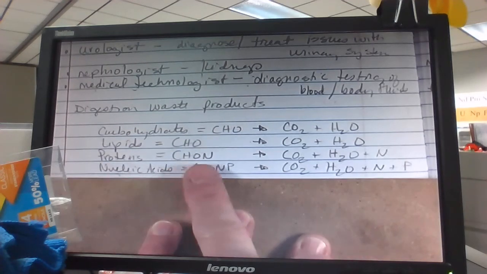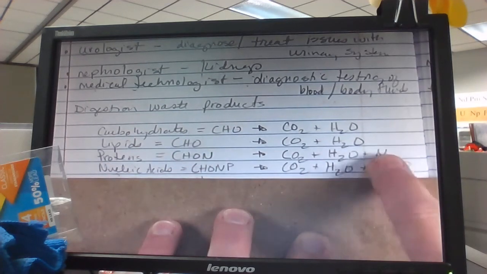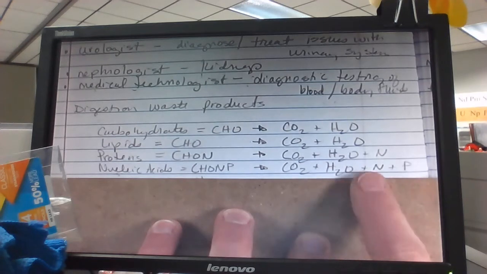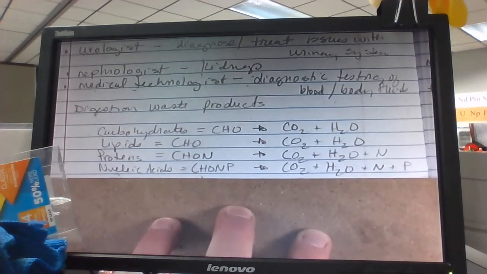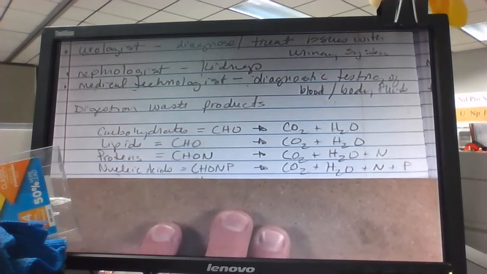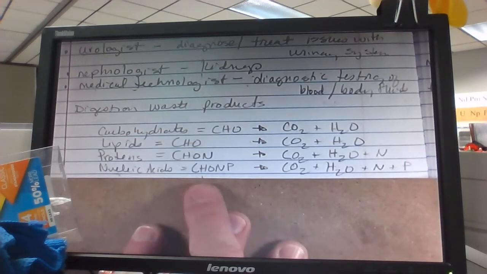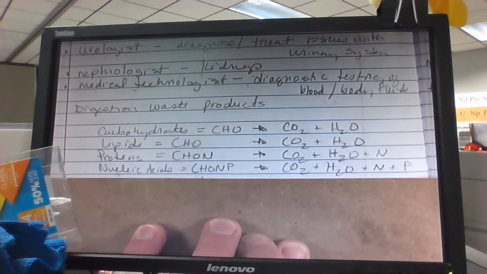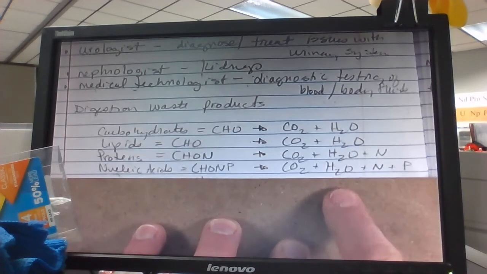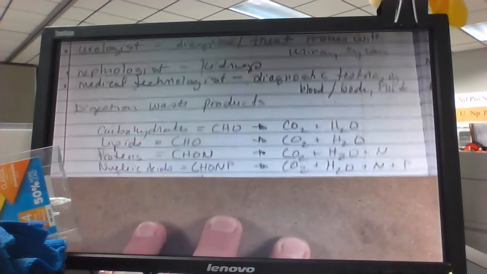Proteins, CHON, so we're adding that nitrogen on there, which is actually very important. Nitrogen ends up creating ammonia in our body, which is bad. Nucleic acids, CHONP, so nitrogen and the phosphate. So we end up with carbon dioxide, water, nitrogen, and phosphate as the waste products.